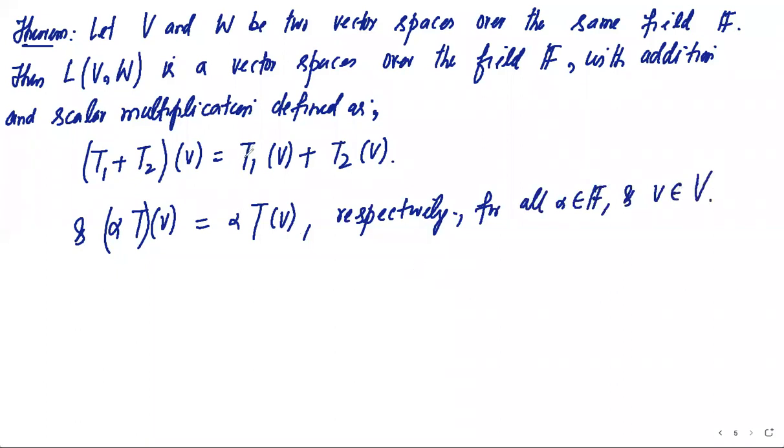Now under these two binary operations, the internal composition and the external composition, or the addition of the vectors in L of VW and the scalar multiplication of L of VW over the field F, L of VW forms a vector space. To show this, we have to prove that it is an additive abelian group under the addition defined in this way, and that it satisfies the properties of scalar multiplication, which are the distributive and the other properties.